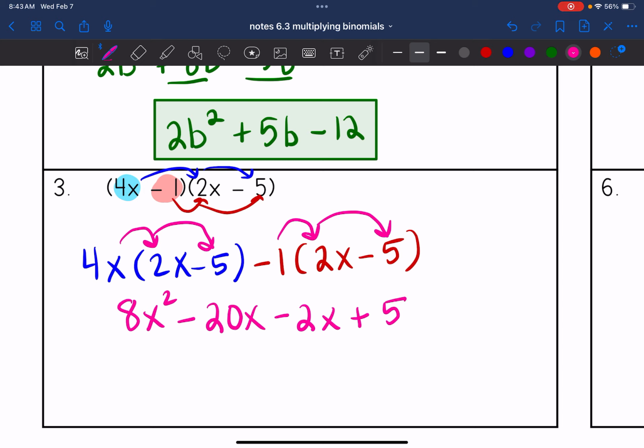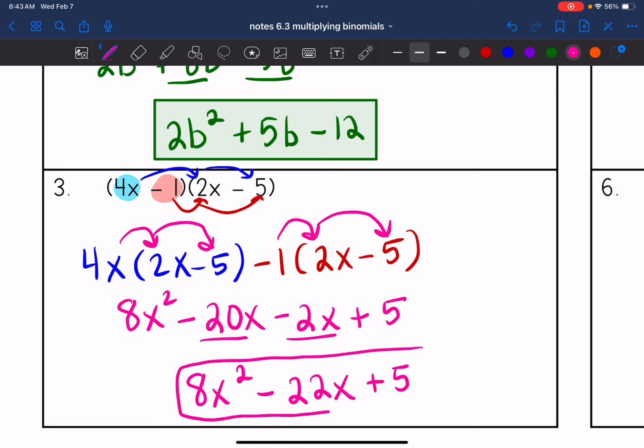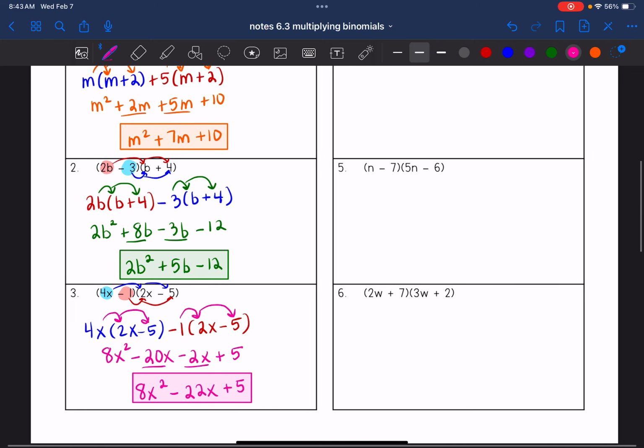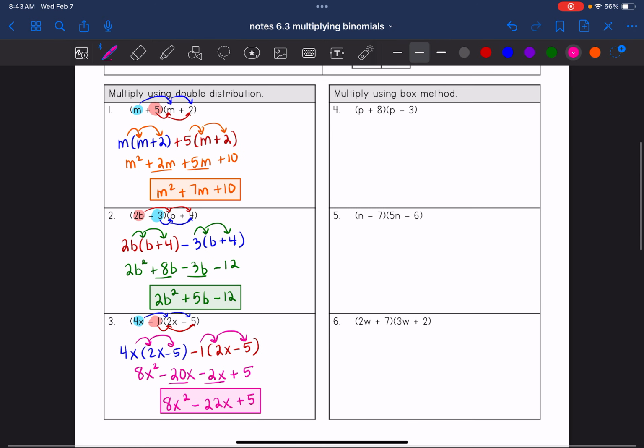Let's go through and simplify. 8x squared is the only one that has to the second power. The 2 in the middle both have x, so we're going to combine. Negative 20 minus 2 is now negative 22x. And then we still have our plus 5. Okay, so that is multiplying using double distribution.